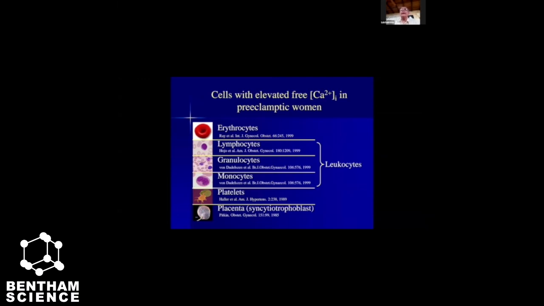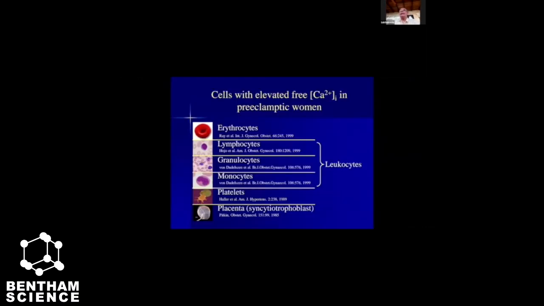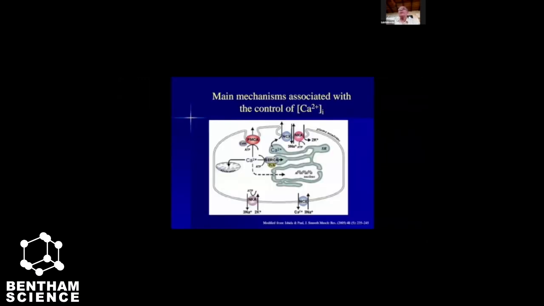Interestingly, there are several cells that showed elevated levels of intracellular free calcium concentration with preeclampsia, in particular blood cells and the syncytial trophoblast of the placenta. So if there is a relationship between the elevated levels of intracellular free calcium concentration and the lipid peroxidation, it makes us evaluate the different mechanisms responsible for the fine control of the intracellular calcium concentration.